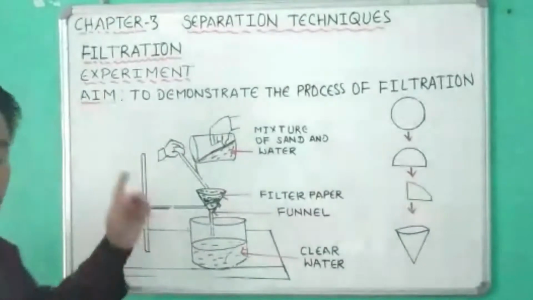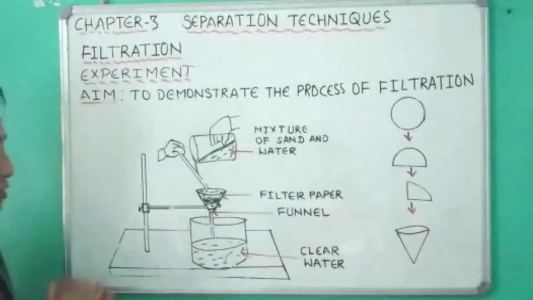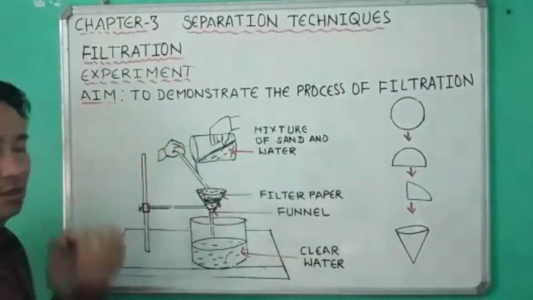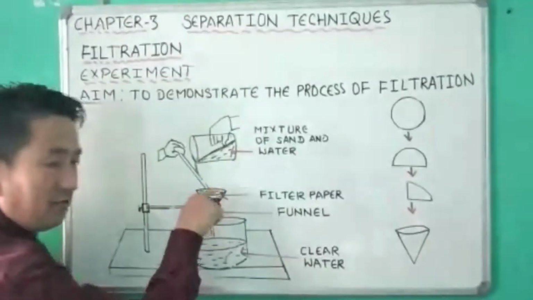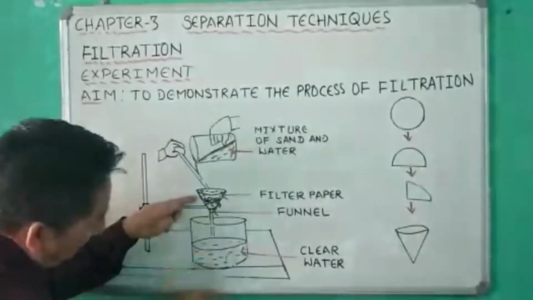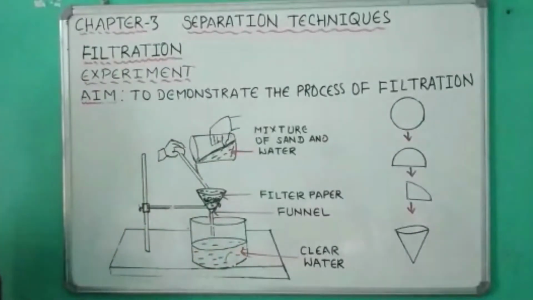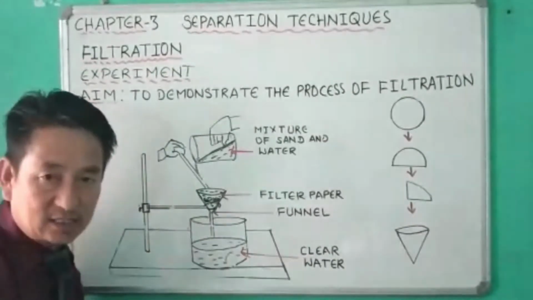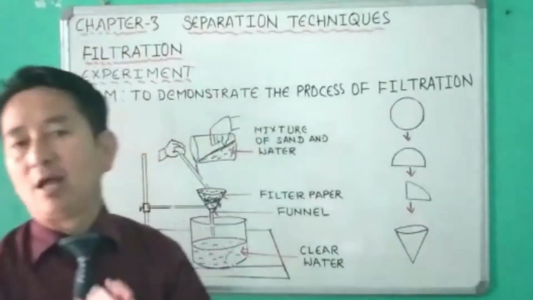Then we'll add the mixture of sand and water into this funnel with the help of a glass rod. Slowly, when this mixture of sand and water passes through the filter paper, water easily passes through and you will get a clean liquid. This clean liquid is known as filtrate. Filtrate means the clean liquid which is obtained after filtration.